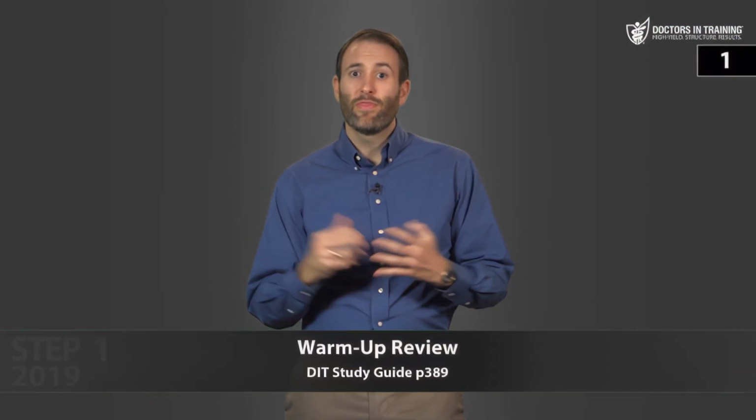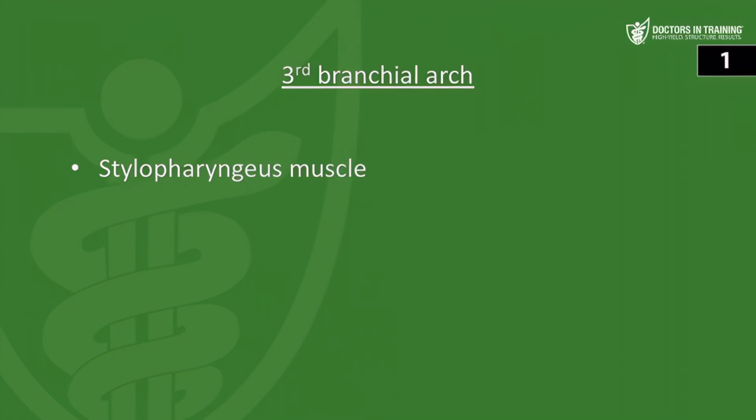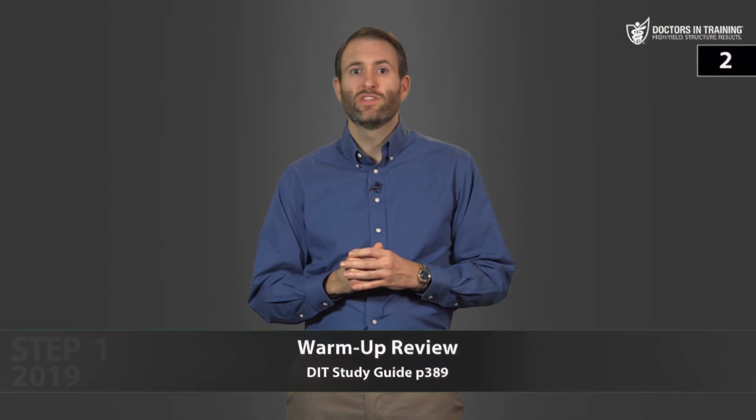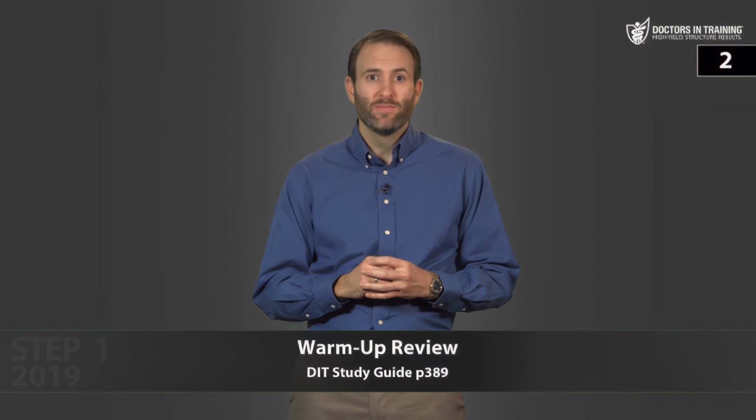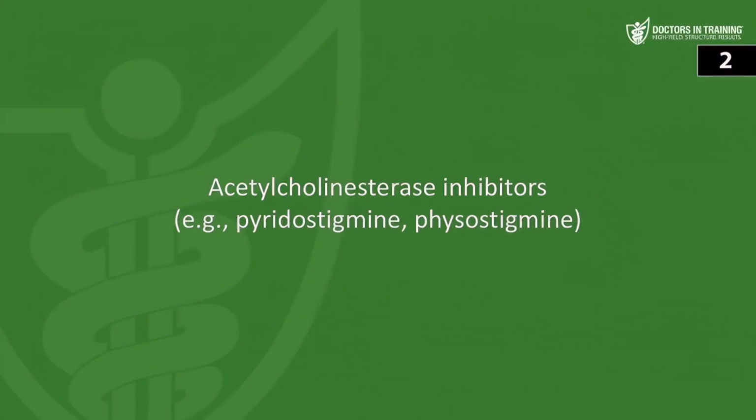It's time for the 3-question warm-up for Immunology 3. Let's get going. What muscles and nerves are derived from the third branchial arch? So this is the stylopharyngeus muscle, which is innervated by the glossopharyngeal nerve, cranial nerve 9. Next question. What drug category is often used in the treatment of myasthenia gravis? So we use acetylcholinesterase inhibitors like pyridostigmine and physostigmine to treat myasthenia.